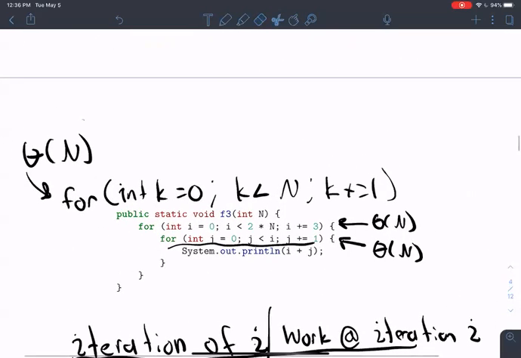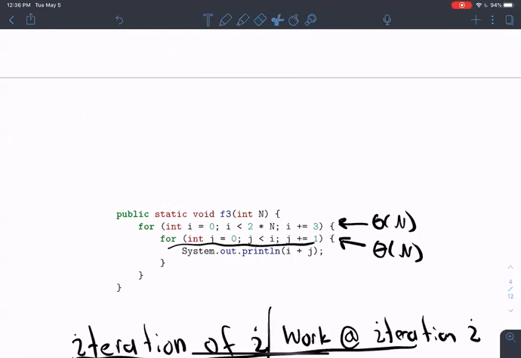Okay. Any questions about the stuff there? I have a quick question. Yeah. So is this assuming the body inside is constant time? Other than stuff like system out or printing stuff?